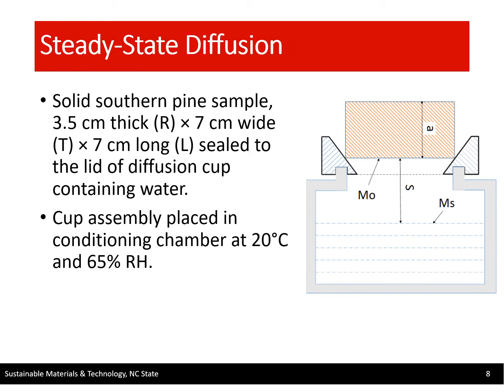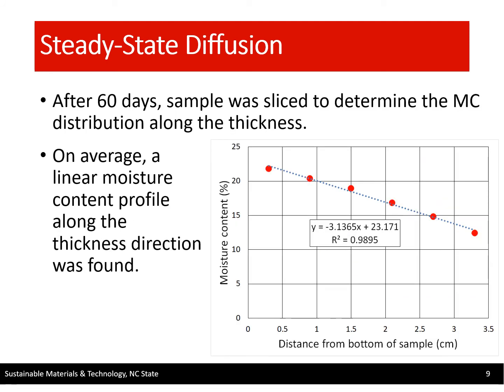In the steady-state diffusion experiment, a wood sample was sealed to the lid of a diffusion cup containing liquid water. The cup assembly was then placed in a conditioning chamber maintained at 65% relative humidity at 20 degrees Celsius to establish a moisture content gradient across the thickness of the sample. After staying in the chamber for 60 days, the sample was sliced to determine the moisture content distribution in the thickness direction. On average, a linear moisture content profile along the thickness direction was found.